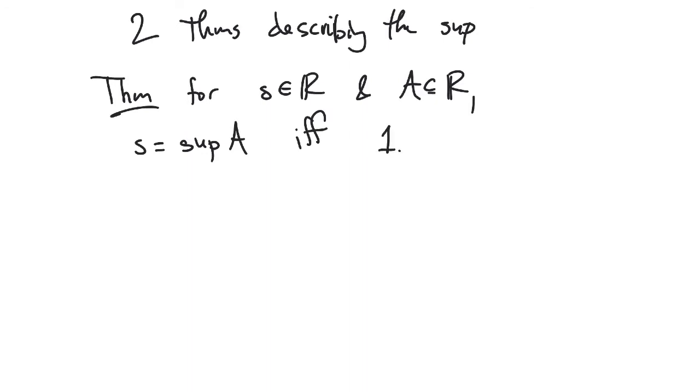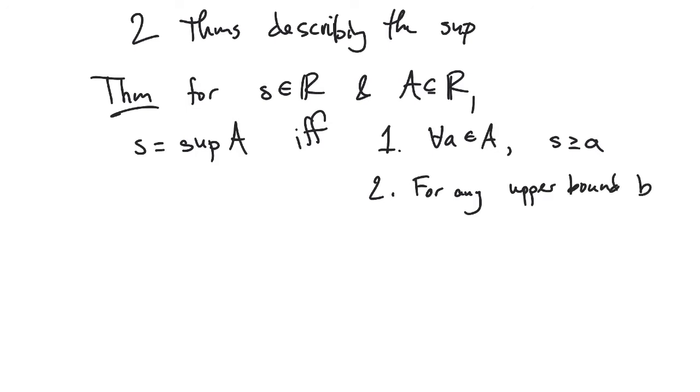First of all, I'll write them down and then we'll talk about why. This is going to look like a bunch of nonsensical symbols, but if you can decode them properly, it's actually very easy what I'm saying here. The first one says for all a in the set A, S is greater than or equal to a. And the second one says for any upper bound B of the set A, S is less than or equal to B. All right.